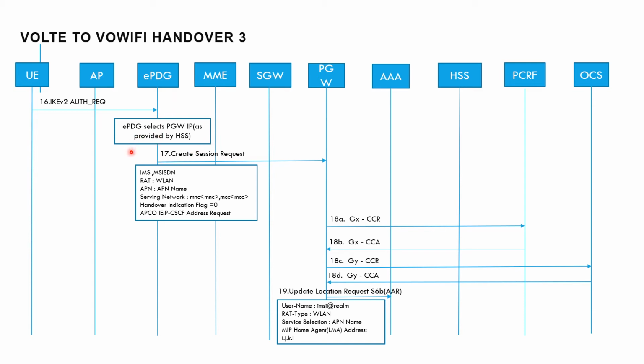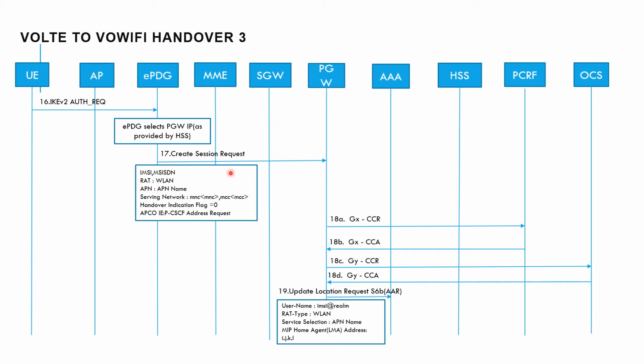Now the ePDG has to select a P gateway. There was an information element that came from the HSS, which is the MIPv6 agent info. This information element decides which P gateway IP the ePDG has to select. So the ePDG selects the P gateway IP, and once it knows the P gateway IP, it can send a create session request to the P gateway.